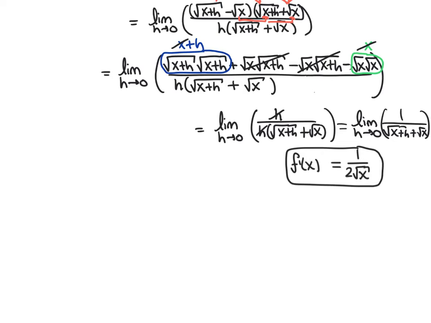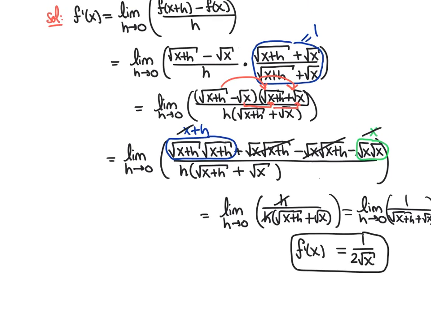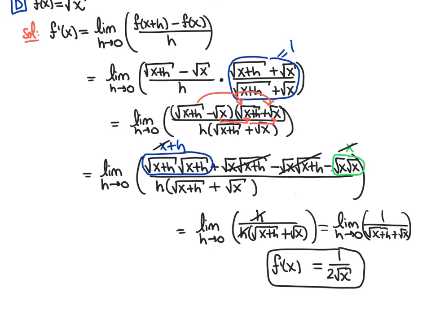Okay? Now the key here, when you look back at our work, the key here was making sure that you do multiply by this special thing, which we call the conjugate. All right, and then also kind of navigating through the algebra.